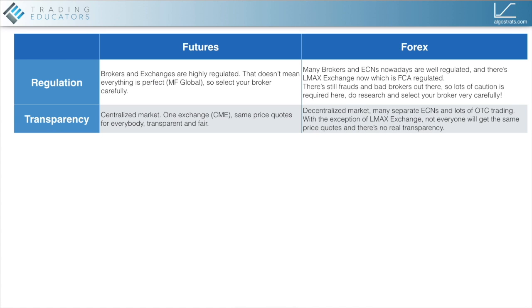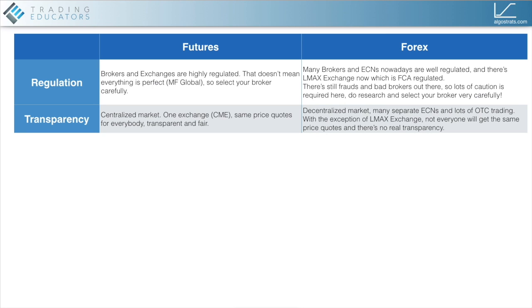Now when it comes to transparency, futures still is at a big advantage here. It is a centralized market. There's one exchange, the CME, for the currency futures. There are some other exchanges where you can trade currency futures too, but they are much less liquid, and most of the trading is going on at the CME. And whatever exchange you choose for the contract you're trading, everyone is going to see the same price quotes, maybe not at the same speed, but they're going to see the same price quotes. Everything is very transparent and fair. So futures probably is the most fair instrument out there you can trade.